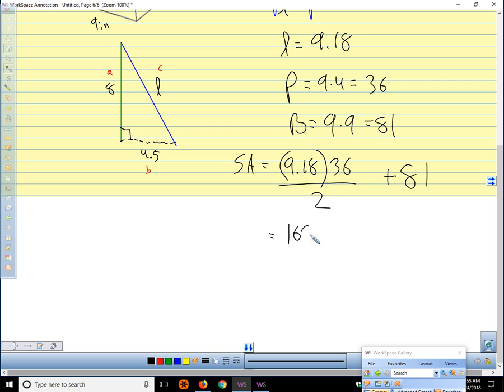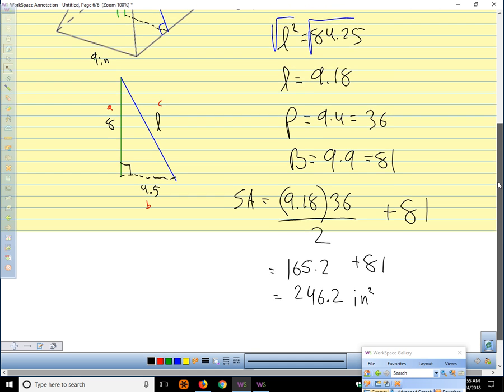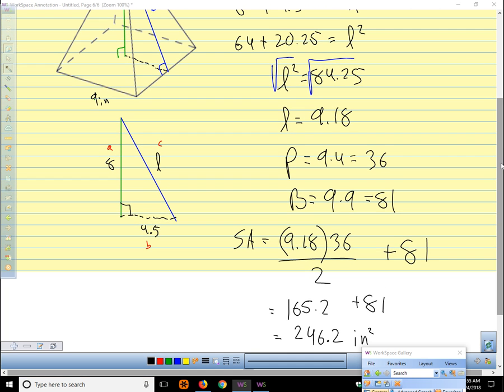This is 165.2 plus 81. When I calculate this out, I get 246.2 square inches. So that right triangle inside a pyramid shows up often in these kinds of problems.